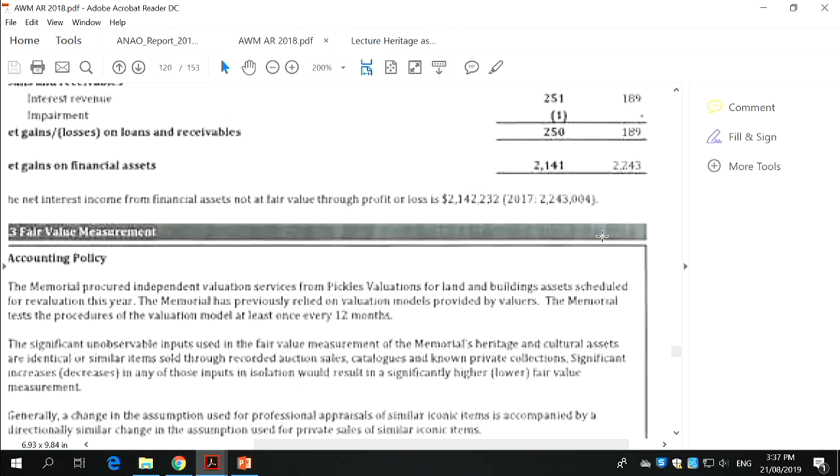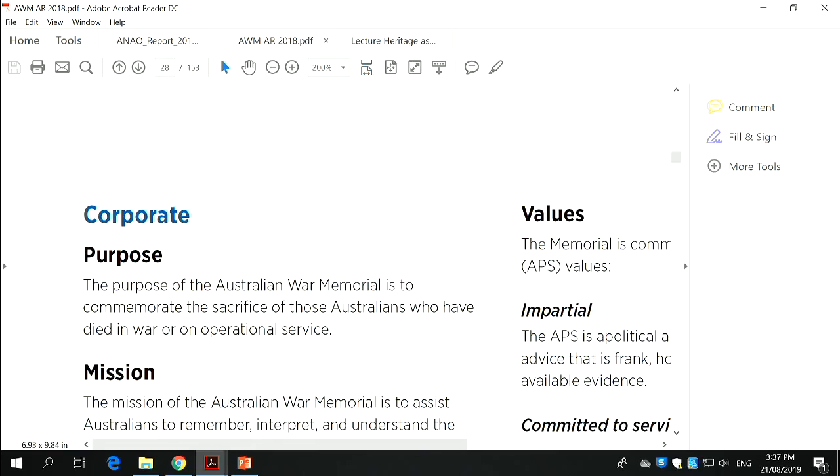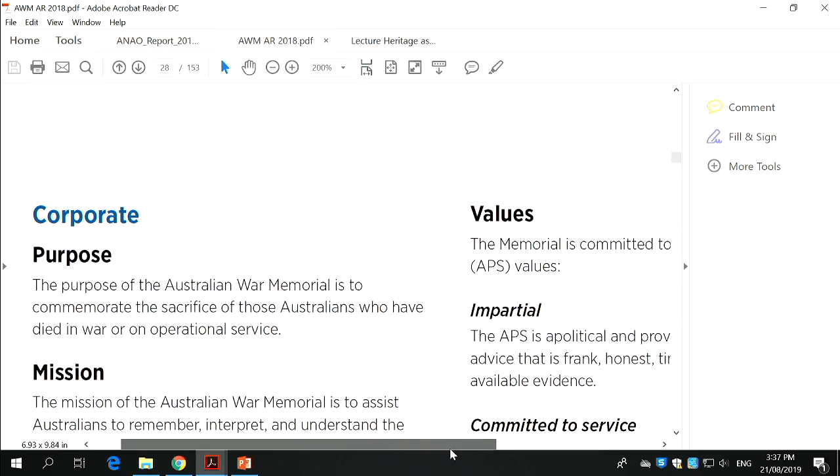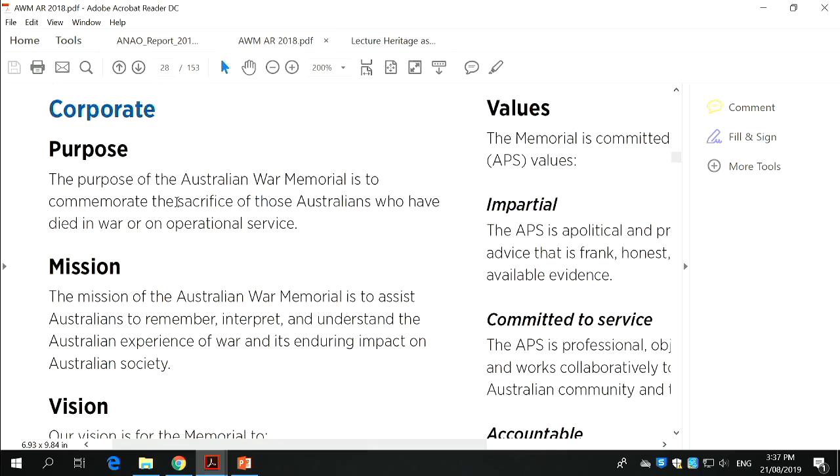What do you think are the major missions and purpose of the war memorial? Let's just go back to the page here. If you look at the purpose, the Australian War Memorial commemorates the sacrifice of those Australians who died in war or operational service. And the mission is to assist Australians to remember, interpret, and understand the Australian experience of war and its impacts on Australian society.